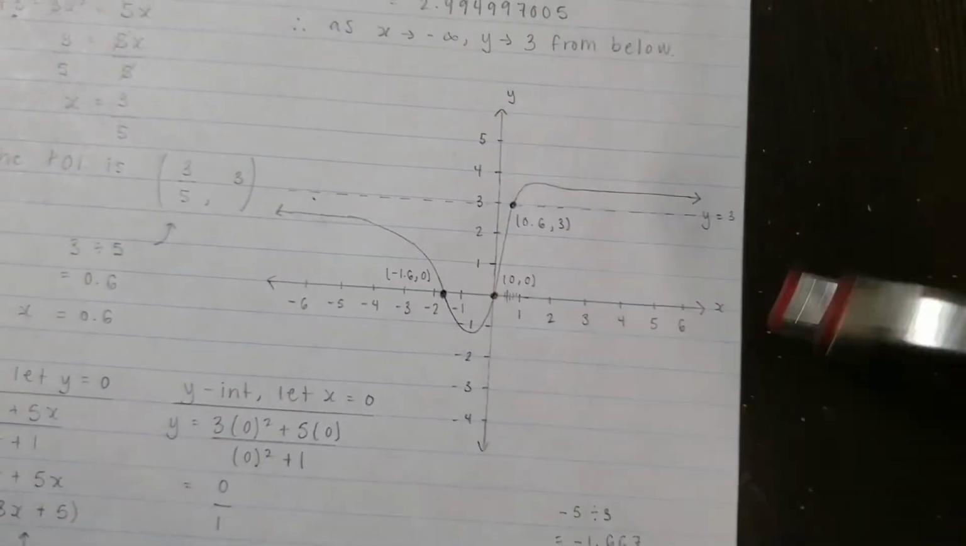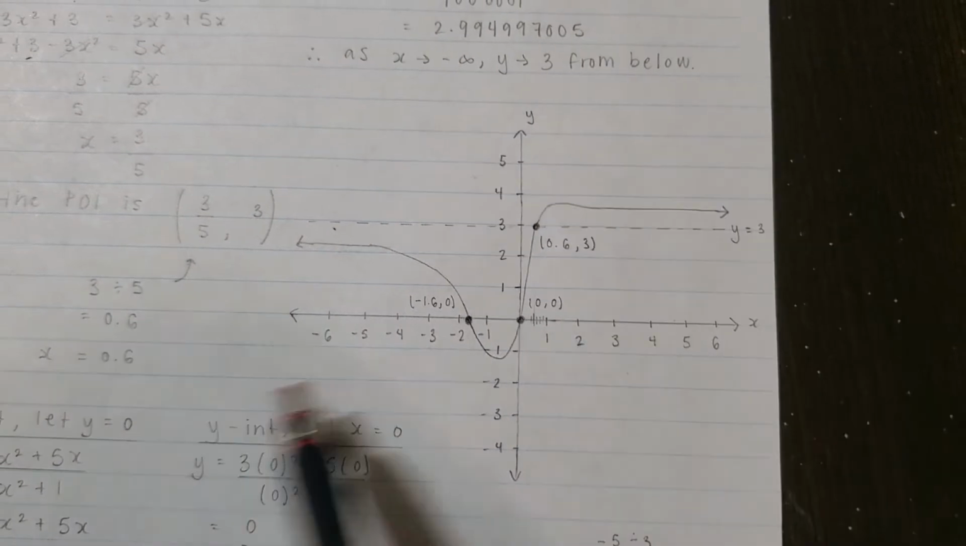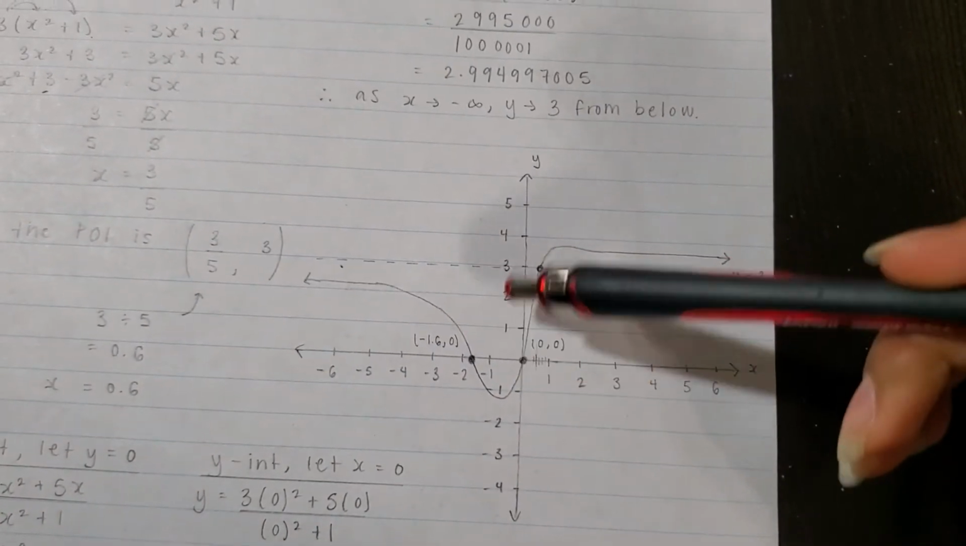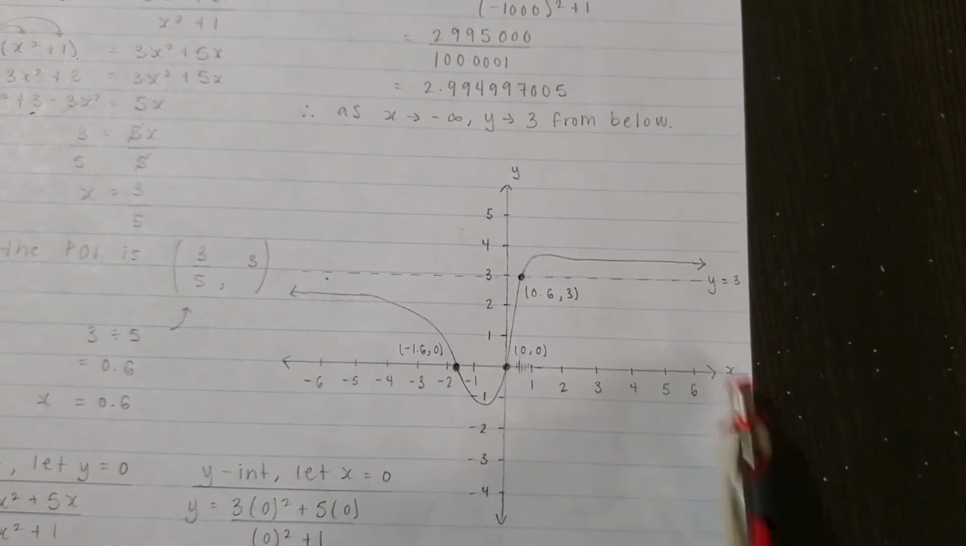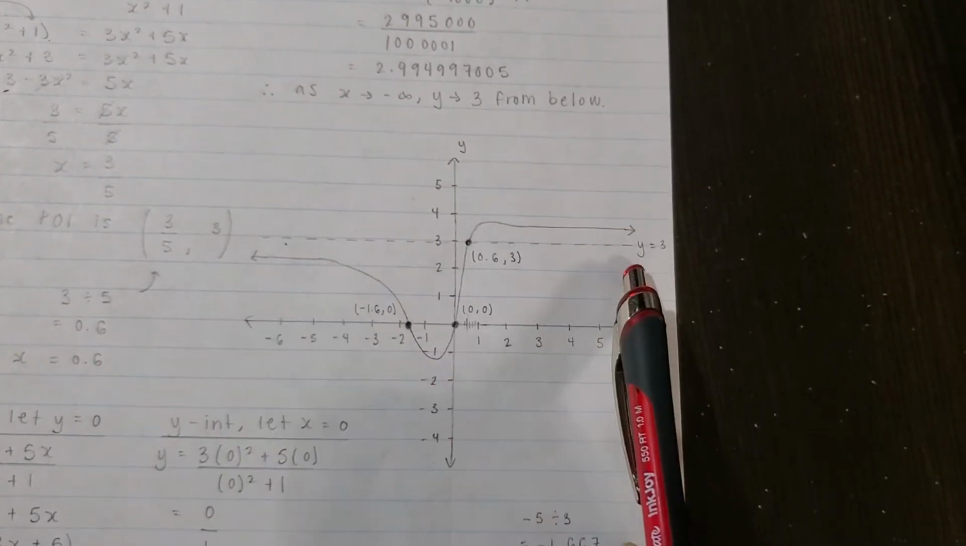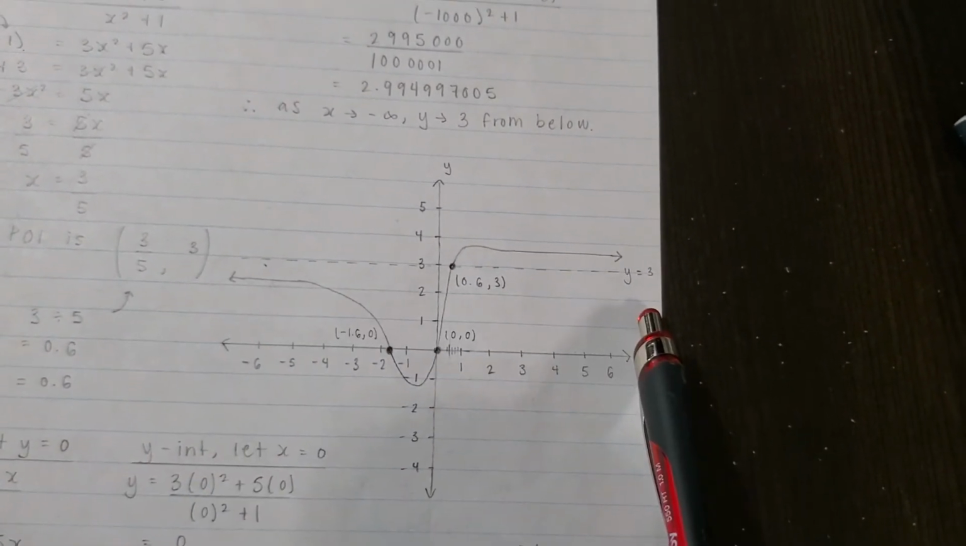So this is the graph I made. This is my y-axis, and this is my x-axis. I made a scale of just 1. And the first thing I did on this graph was I drew my horizontal asymptote. So when y is equal to 3, I made a jagged line to represent my horizontal asymptote.